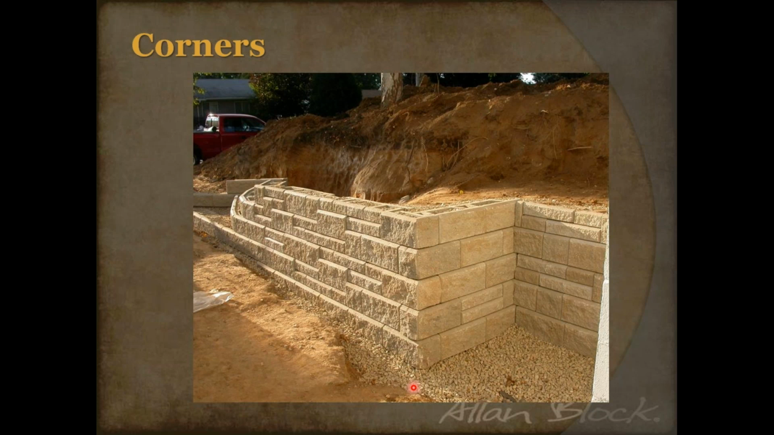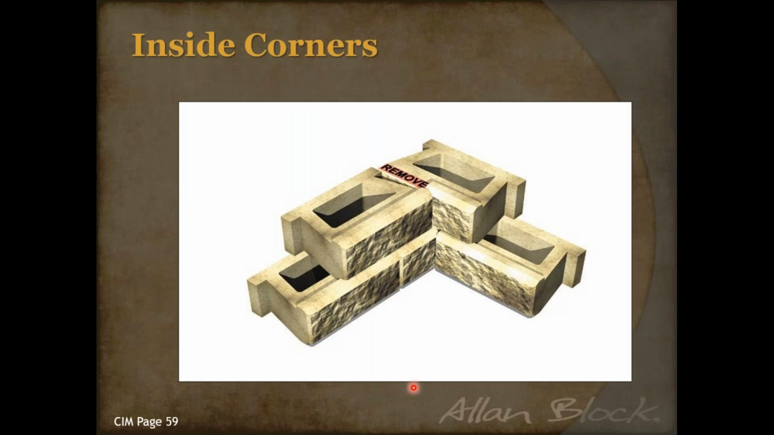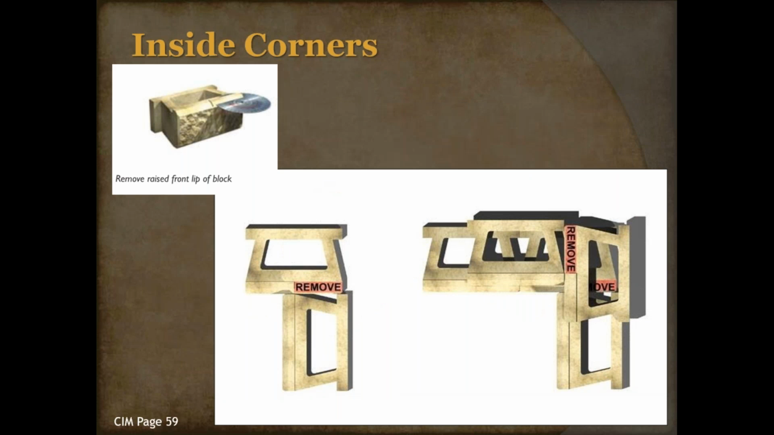So let's talk about these corners here a little bit. When we do that inside corner, so here we got the face of the blocks being shown, it is the only time you're going to see or have anybody from Allen Block recommend to modify that top lip. Otherwise, that top lip is off limits, like I mentioned before. But all we're simply doing is removing the portion of the lip that is embedded into that wall.